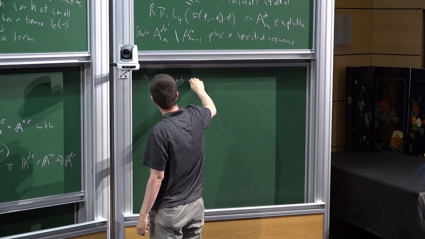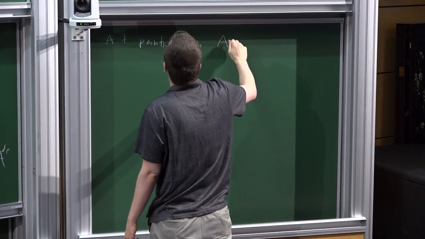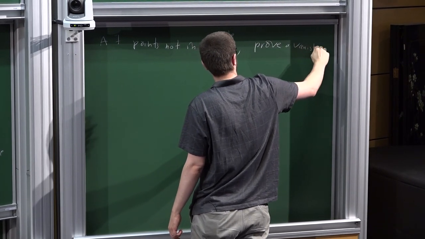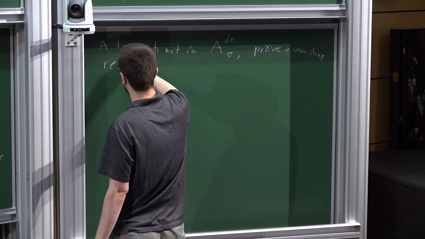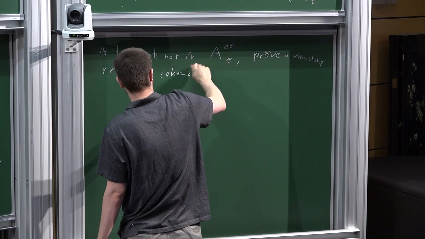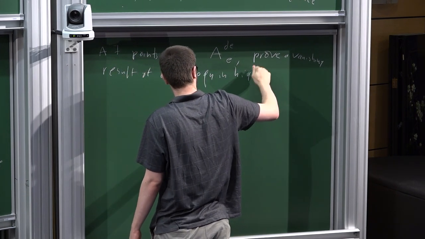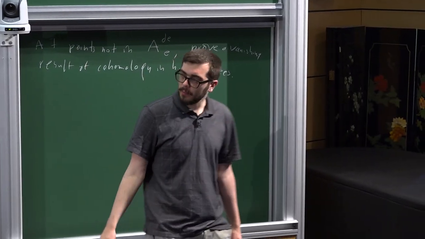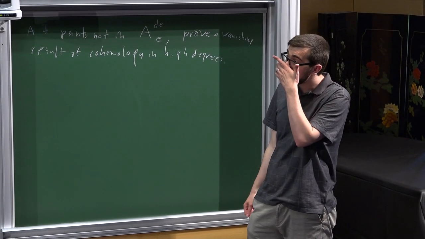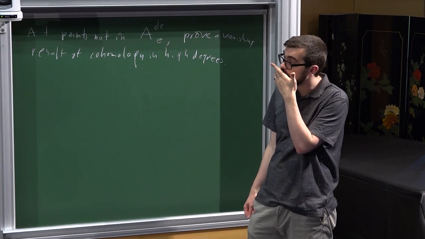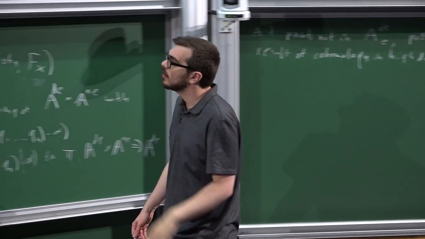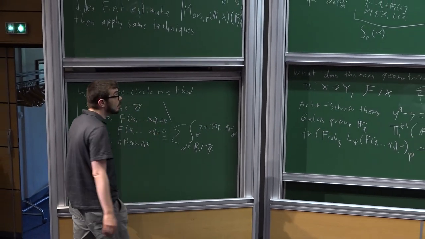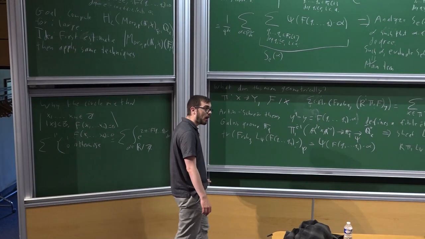At points not in a DEM, we prove a vanishing result of the cohomology in high degrees. And the vanishing result uses a technique called Weil differencing, which takes these exponential sums and multiplies them by their complex conjugates, and reduces the exponential sum problem back to a counting problem.